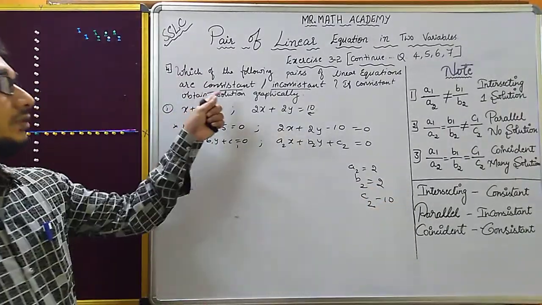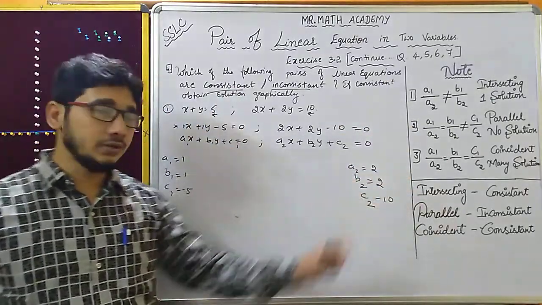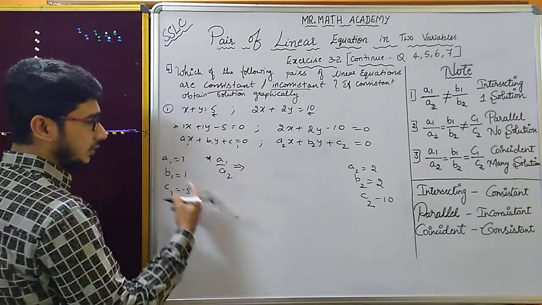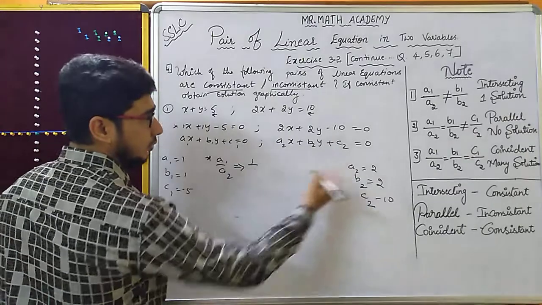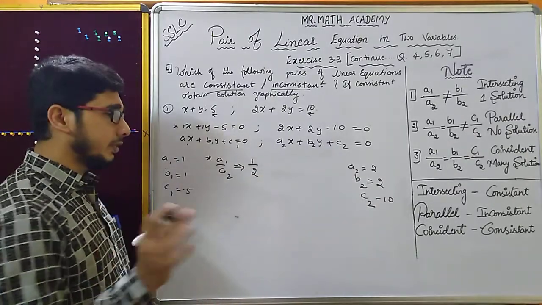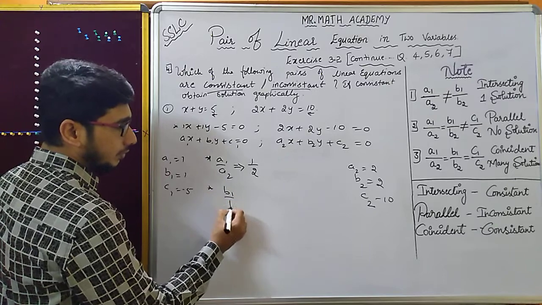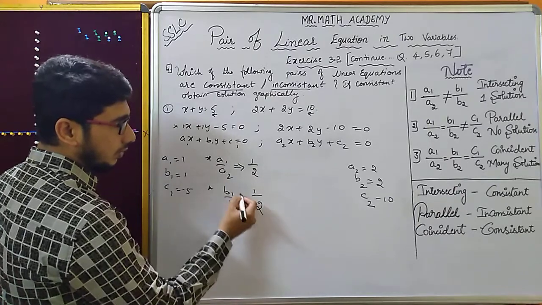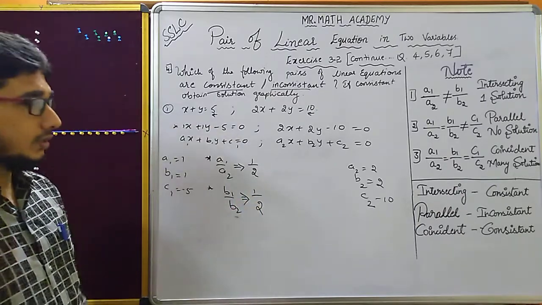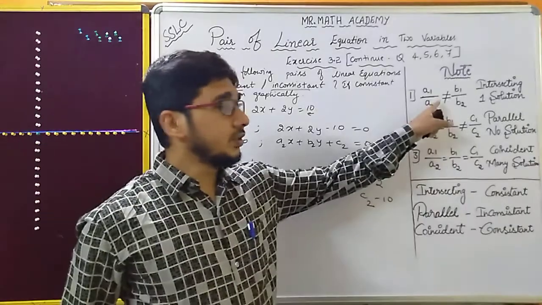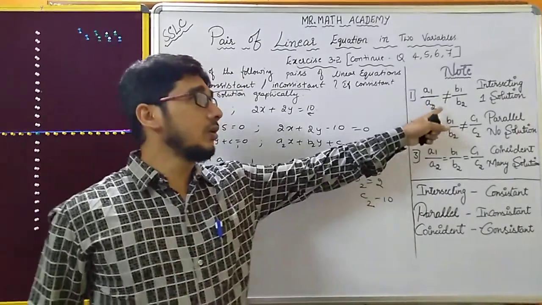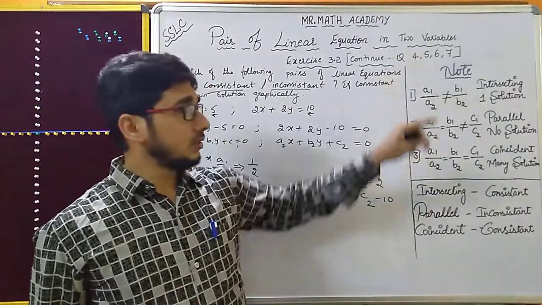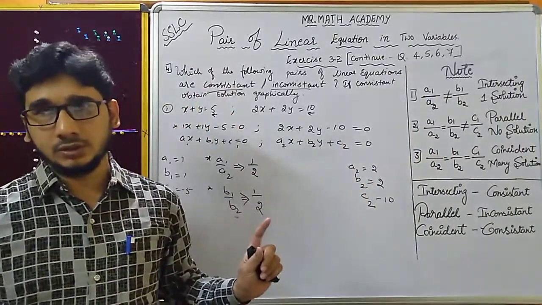Now we have to check consistent or inconsistent, so we verify this condition. a1 by a2: a1 is 1, a2 is 2, so 1 by 2. We can't do anything, let it be. b1 by b2: b1 is 1, b2 is 2, so both are equal. If it is not equal, you have to think about this, but these are equal now. Either this condition or this condition should be satisfied.